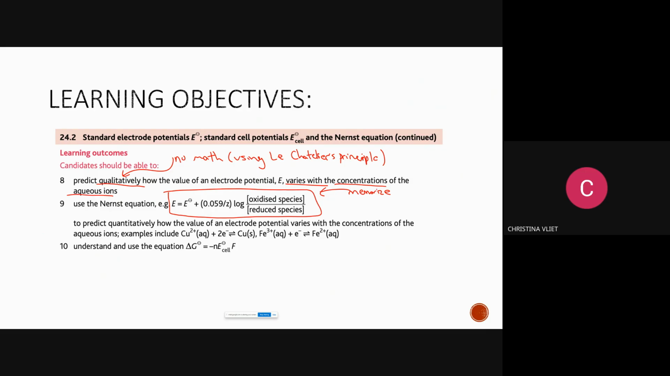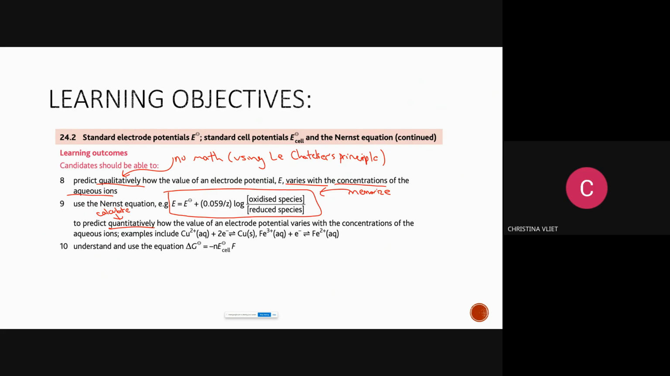And this is going to predict quantitatively. So this is calculate. That means we're going to do the math. This is going to be your calculate questions. Quantitatively, how the value of electric potential changes when we change the concentrations of aqueous ions. And we'll be looking over how to use this formula today and what everything stands for.